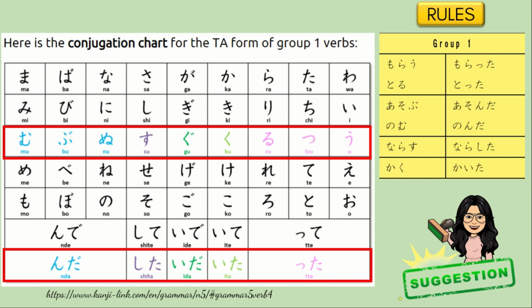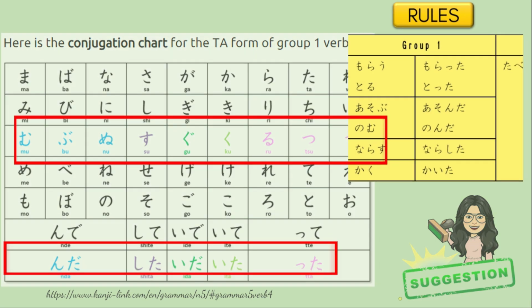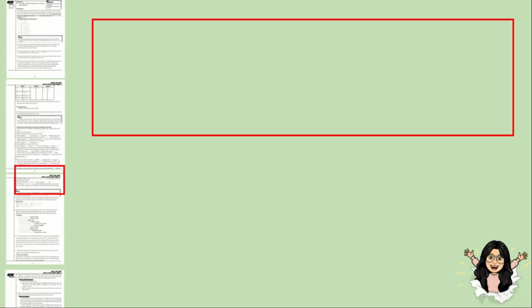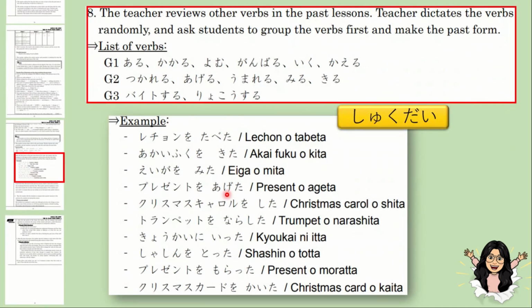So for the link for this conjugation chart, you have it below the chart for students to clearly see that these verbs can be changed into this form, like this one. And you can do that as well for group 2 and group 3. And here, the teacher would review other verbs in the past lessons and will dictate the verbs randomly and ask the students to group the verb first and make the past form, like this one.